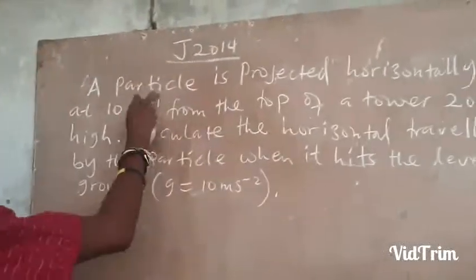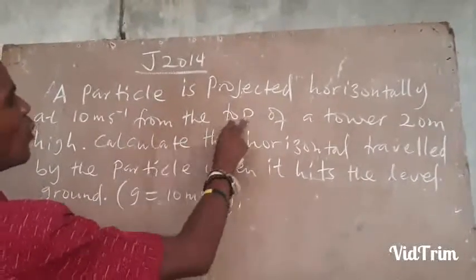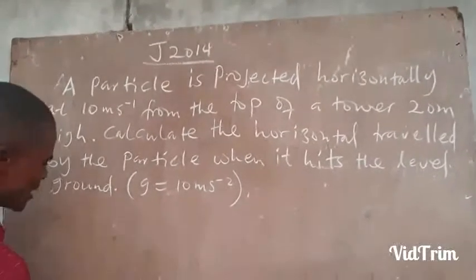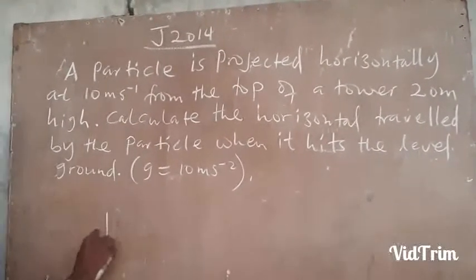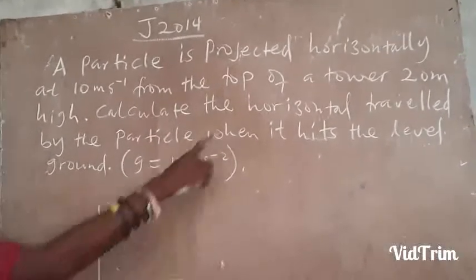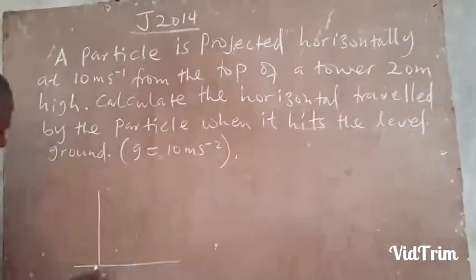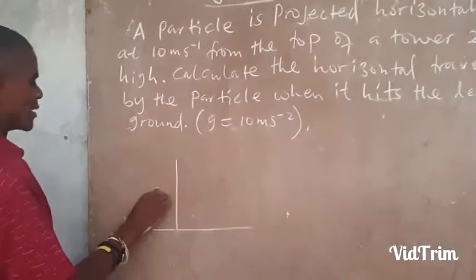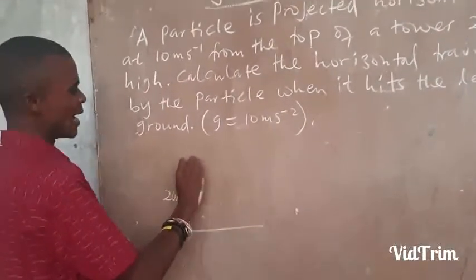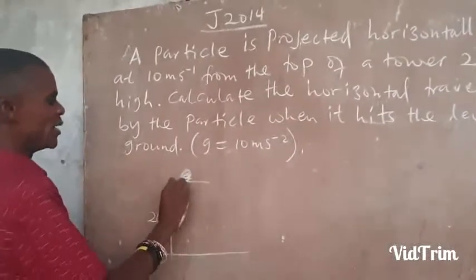Now, they are saying a particle is projected horizontally at 10 meters per second from the top of a tower 20 meters high. Let us say this is the ground level, and the tower was at this point. The height of that particular tower was given as 20 meters. That means the height of the tower above the ground is 20 meters. The top of the tower is at this point. There the particle is, and you release the particle.